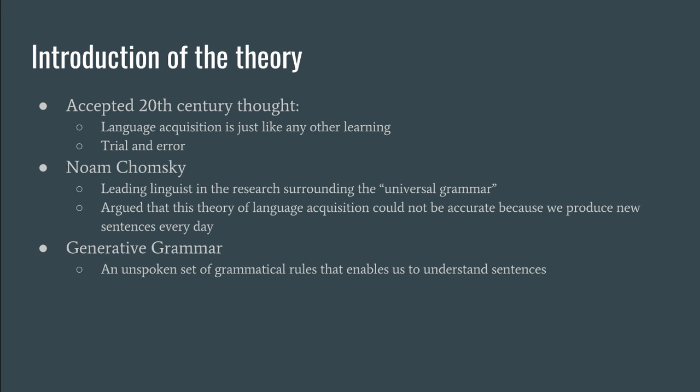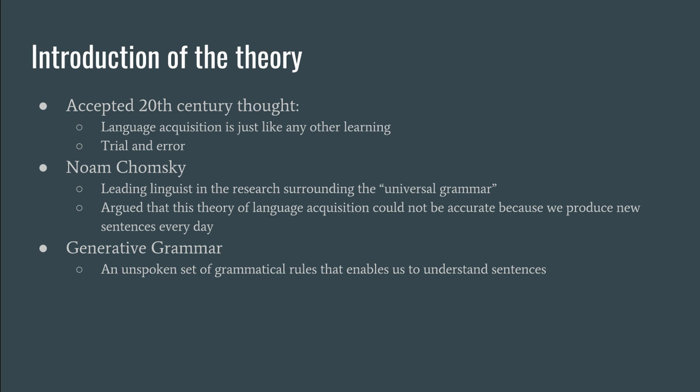Noam Chomsky challenged this view in the 1960s, and he really was the leading linguist in research surrounding universal grammar. He basically said that this perception, which was kind of the common acceptance among linguists and psychologists, of how we learn language can't be accurate because we produce new sentences every day. The sentence that I'm forming right now, that I'm speaking right now, is something that I've never said before. And this kind of organic and fluid way that language is used means that it can't be just a trained response to a stimuli.